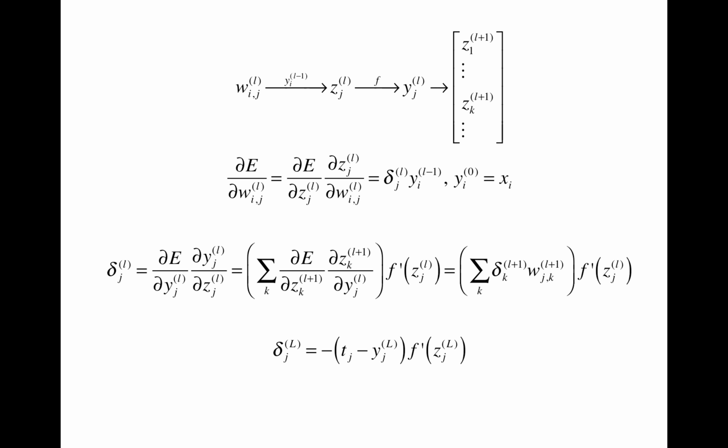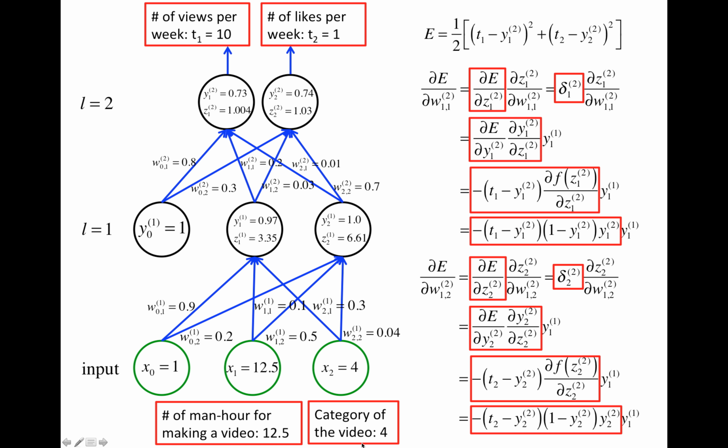And we do have an explicit expression for the deltas in the top layer, which is just YLJ minus the corresponding TJ, the true value for the output YLJ, multiplying the derivative of the nonlinear function evaluated at the logit ZLJ. How did I get this particular expression? All you have to do is look at how we evaluated the derivatives with respect to the weights in the top layer.